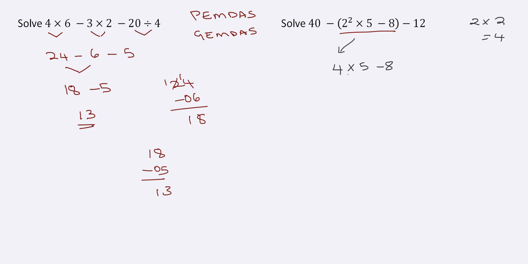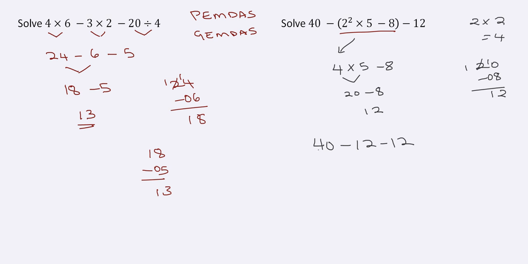Now we have PEMDAS. So multiplication is first. So 4 multiplied by 5 is 20 minus 8, so 20 minus 8. I'm going to put a 0 here. And so we take 1 from here, makes this 10. 10 minus 8 is 2. 1 minus 0 is 1. So this is 12. So now our question becomes 40 minus 12 minus 12.